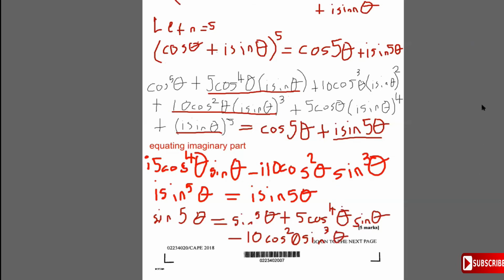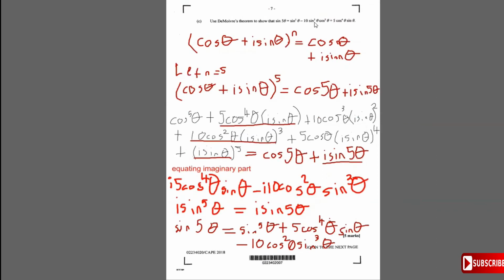That proves it. There it is. Minus 10 sine cubed cos squared, which is the same as minus 10 cos squared sine cubed. 5 cos to the 4 sine theta, sine to the 5th. So we're showing it, just put in a different order. So here it's shown.